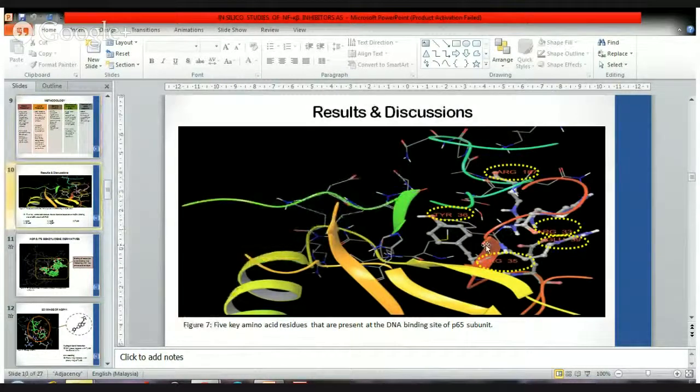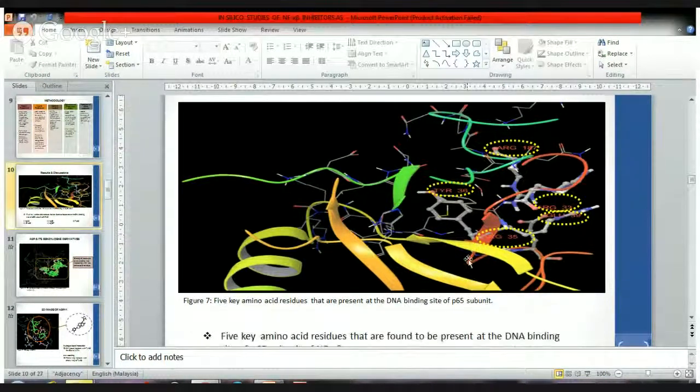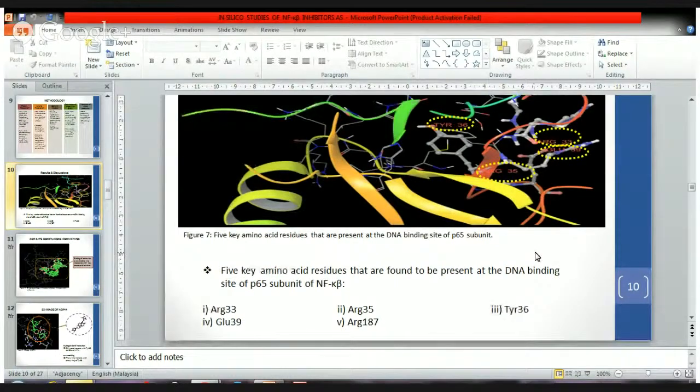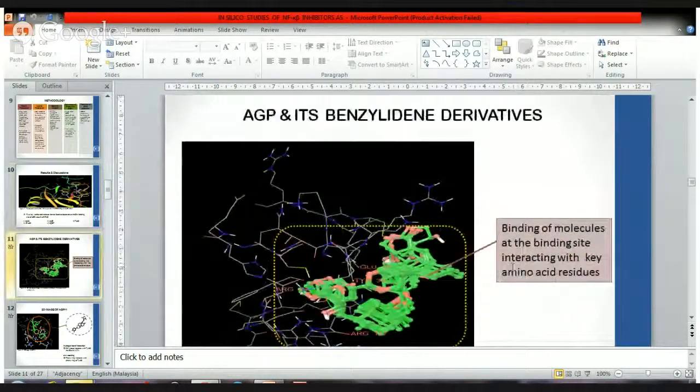So this is the results and discussion section, where the first part I will be discussing is the target that I've selected, which is the DNA binding site of the P65 subunit. There are 5 key amino acid residues, shown highlighted in yellow color. That is arginine 33, arginine 35, glutamic acid 39, tyrosine 36, as well as arginine 187. And this shows the position of these 5 key amino acid residues in the DNA binding site of P65.